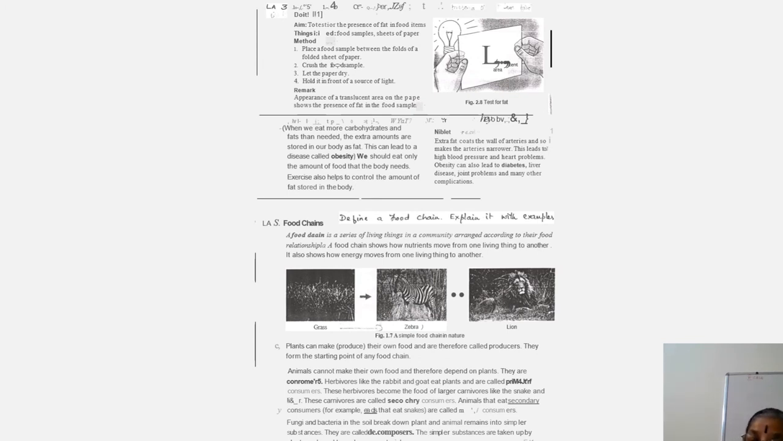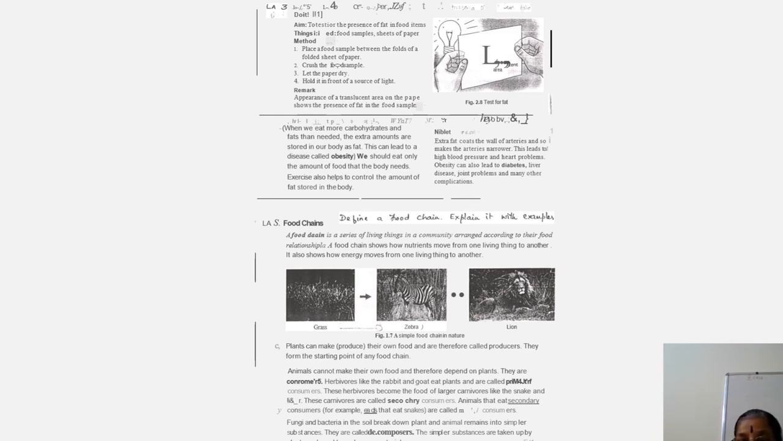This is actually the first food. Where does it come from? Or a continuation, but still understand. Define food chain. Explain with example. A food chain is a series of living things in a community arranged according to their food relationship, as grass, plant, producers, consumers, primary consumer, secondary consumer. That we will discuss. I hope you are able to follow this.